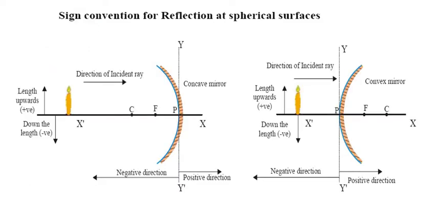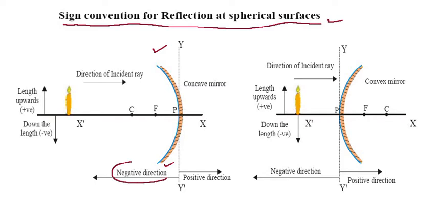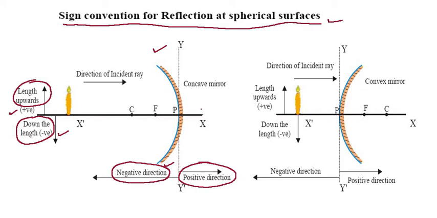Now come to the sign convention for reflection at spherical surfaces. How do we take the sign? So that is the mirror. Left hand side of the mirror, that distance is always negative, and the right hand side distances are all positive. Downwards from the axis is negative, and upward from the axis is positive. You can see here positive and negative. And behind the mirror is positive.